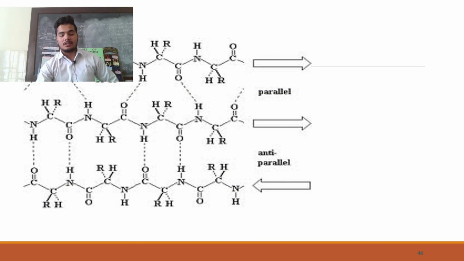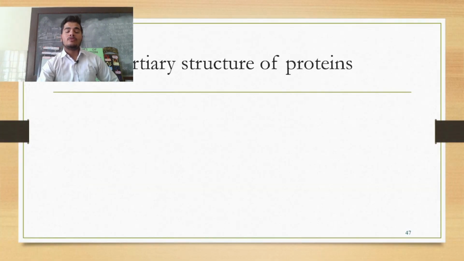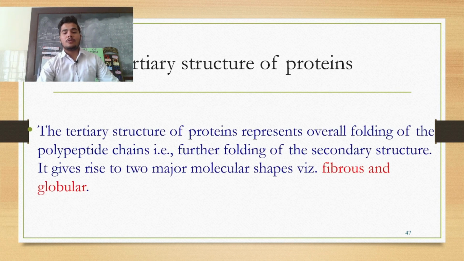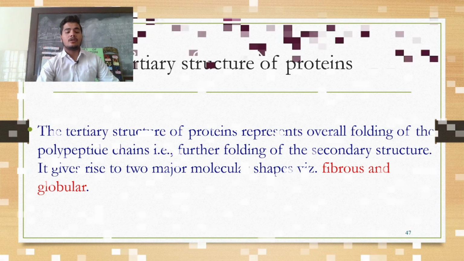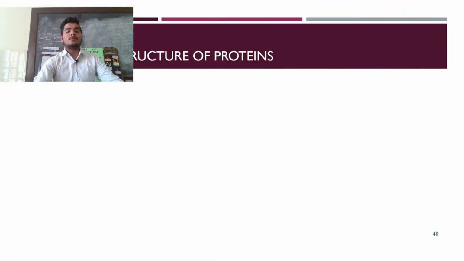These are the structures. Now we will discuss the tertiary structure of proteins. The tertiary structure of proteins represents the overall folding of the polypeptide chains, that is, further folding of the secondary structures. It gives rise to 2 major molecular shapes, viz. fibrous and globular.